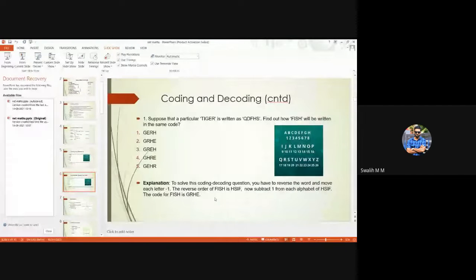See, in coding and decoding, you will get the same type of questions only. There won't be much difficulty in solving. You would probably get 1 mark for sure. The number series is a little bit more difficult. But these two topics are the most important in this subject. You have to practice a lot.